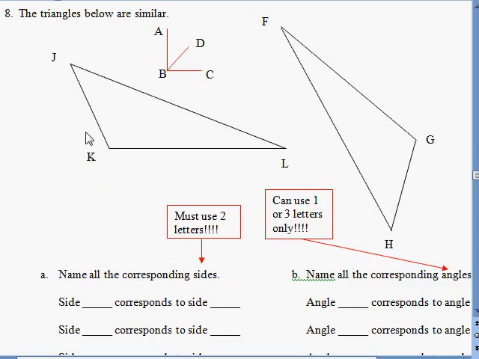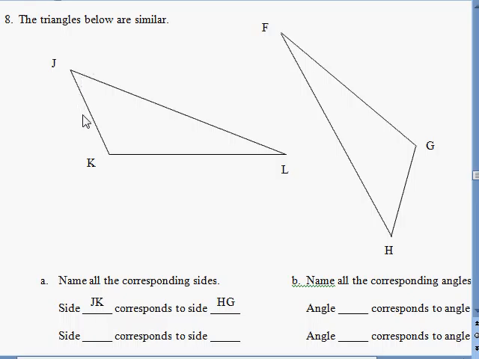Side JK corresponds to side HG. This is the smallest side here, and this is the smallest side here. So JK corresponds to HG. Now, a question students also often have at this point is, does it matter, could I have written KJ there and still left that as HG? And the answer is yes. It's a good habit to start in the same direction in both lines. I started with J here, so I started with H there. But it really doesn't matter because that is still the side. This side JK could be called side KJ. So that doesn't matter.